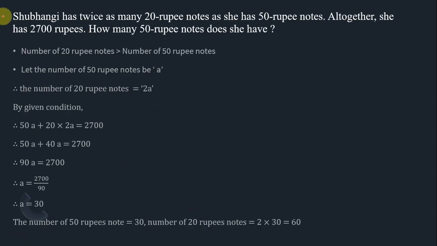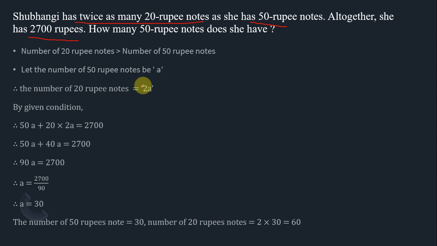Now next one. Shubhangi has twice as many 20 rupee notes as she has 50 rupee notes. Means the number of 20 rupee notes is twice, double, the number of 50 rupee notes. All together she has 2700 rupees. Okay, so let the number of 50 rupee notes be A, because they are fewer, and the number of 20 rupee notes is going to become double of that, so 2A.